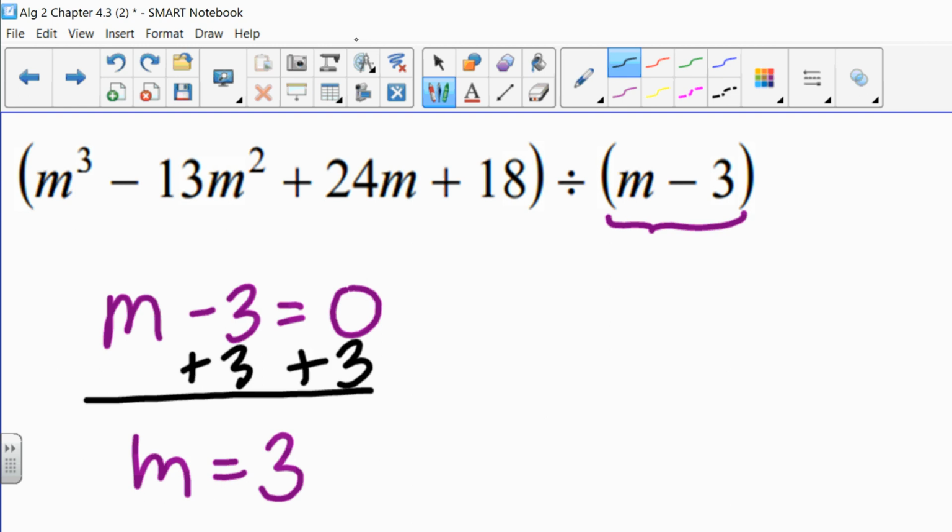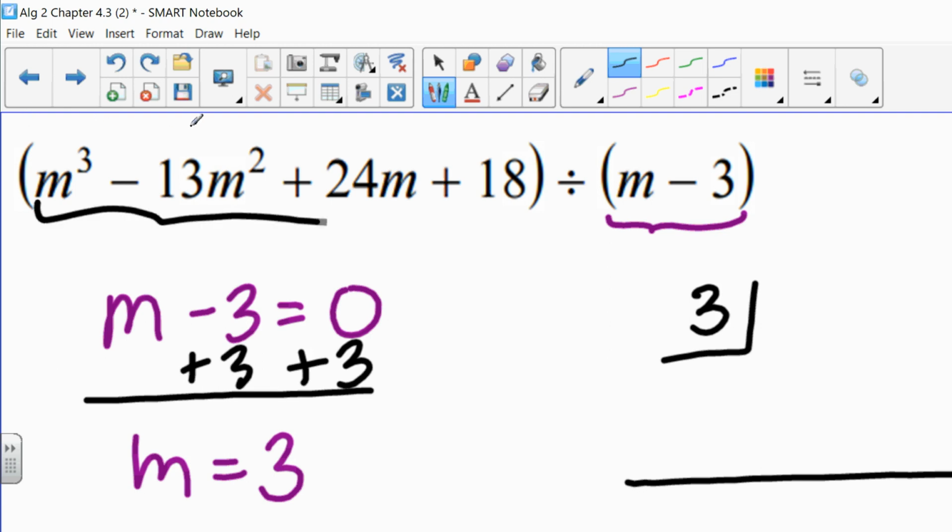All right, now to set up the synthetic division, the first thing we're going to put is a cubbyhole and a line. Now the number that goes in the cubbyhole is going to be the 3 that we solved for. Next to the cubbyhole, we're going to write all of the coefficients, the numbers in front of our variables. And if we're missing a variable, we're going to plug in 0 for each of the variables that is missing.